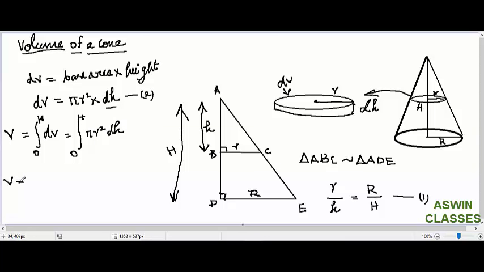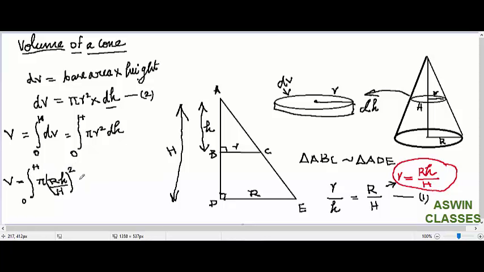V is equal to integral 0 to h pi. See, here in place of small letter r, you can write capital R times h divided by capital H, from equation 1. So this equation becomes integral of pi into R h by H whole square times dh. Clear? I'm just erasing these things.